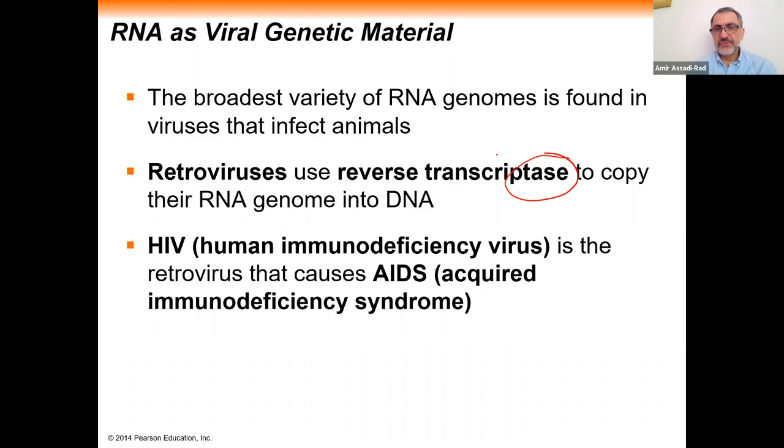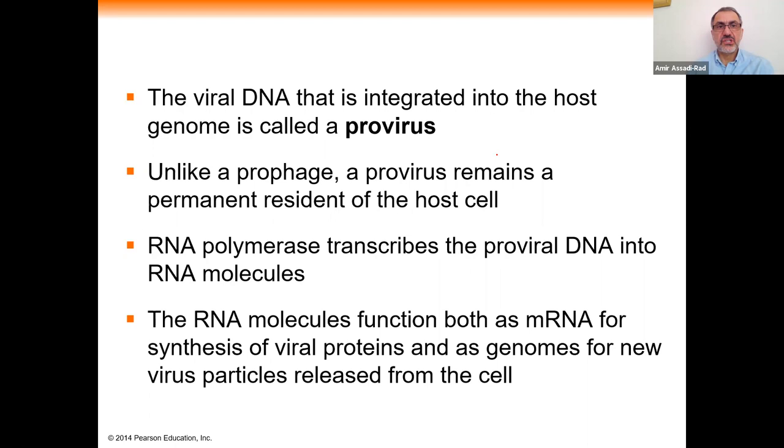Human immunodeficiency virus is a retrovirus that causes AIDS, acquired immune deficiency syndrome. The viral DNA that is integrated into the host genome is called a provirus. Unlike a phage, a provirus remains a permanent resident of the host cell. RNA polymerase transcribes the viral DNA into RNA molecules, which function both as mRNAs for synthesis of the viral proteins and as the genomes for the new virus particles released from the cell.